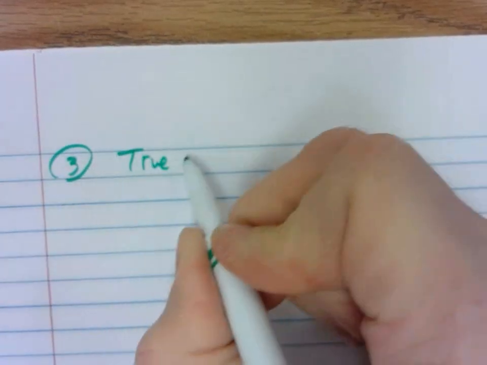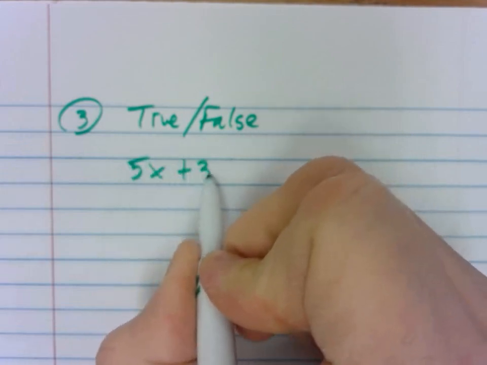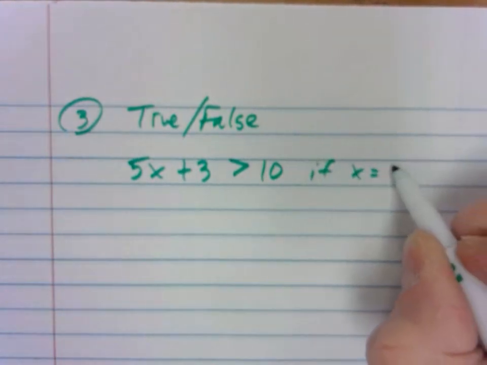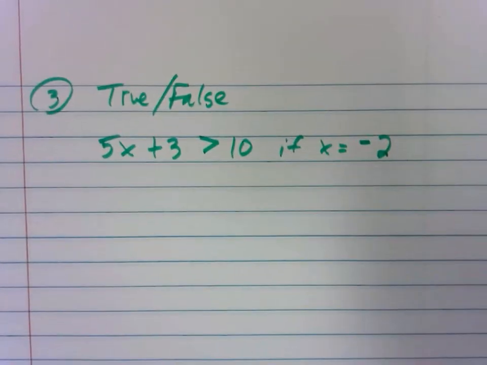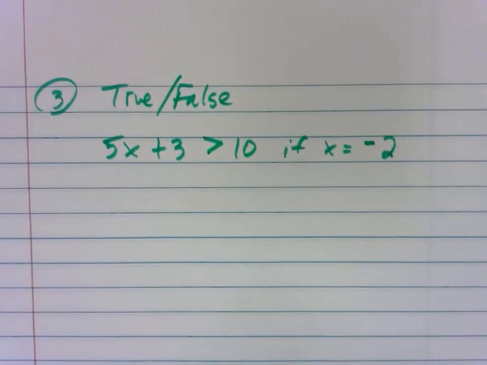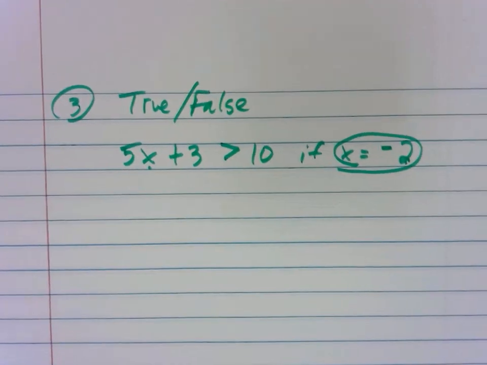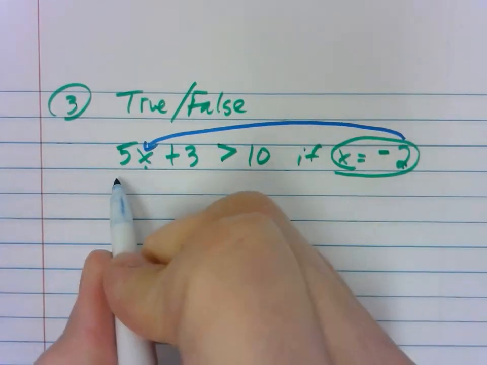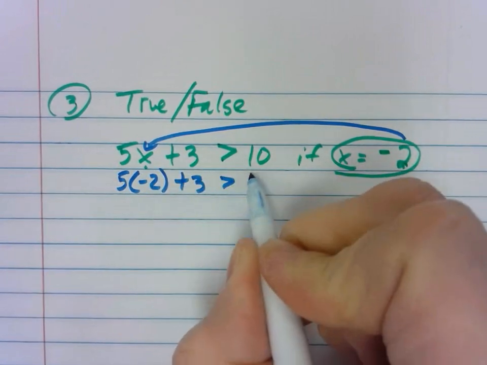Okay, so true, false. You may see some questions like this. You may have something like 5x plus 3 is greater than 10 if x equals negative 2. What that means is, all my smooth friends, you're going to take the negative 2 and put it in for x. So let's see what happens if we substitute in the -2 for x. That would be 5 times -2 plus 3. And is that going to be greater than 10?